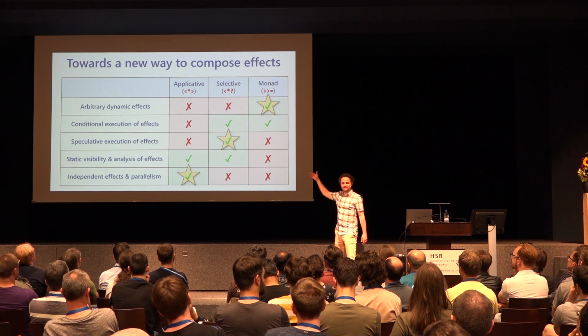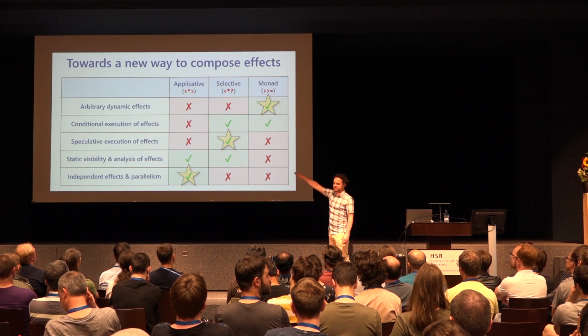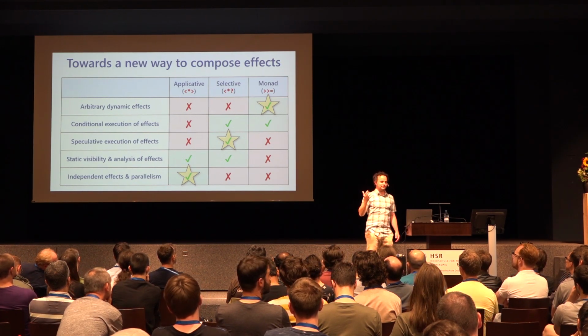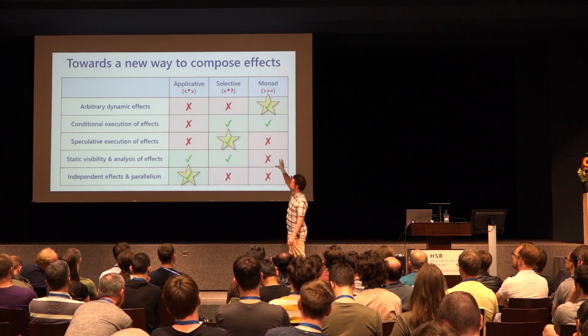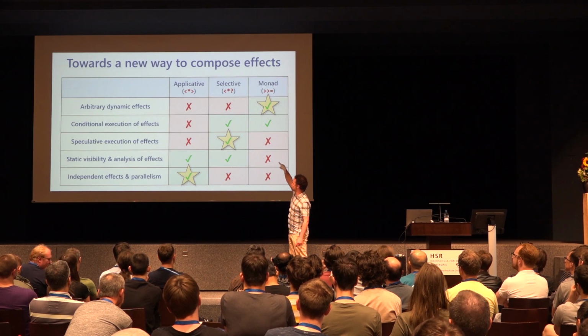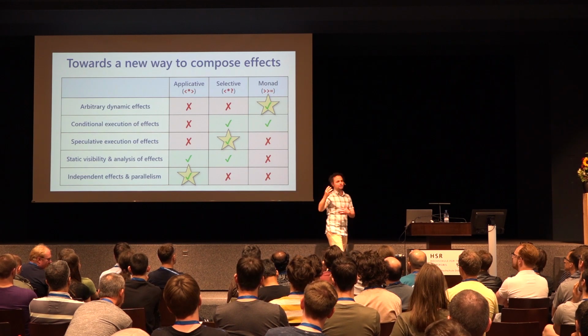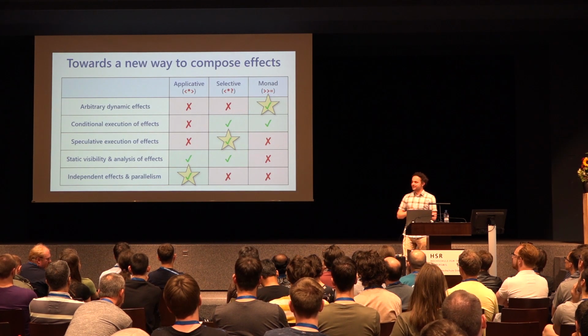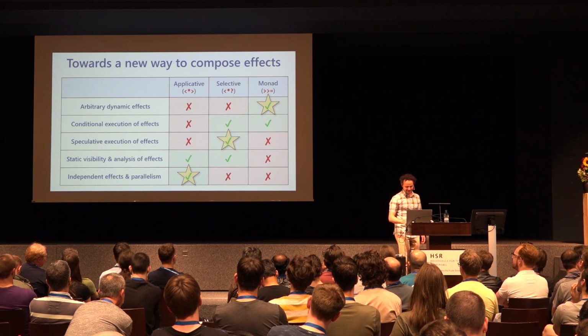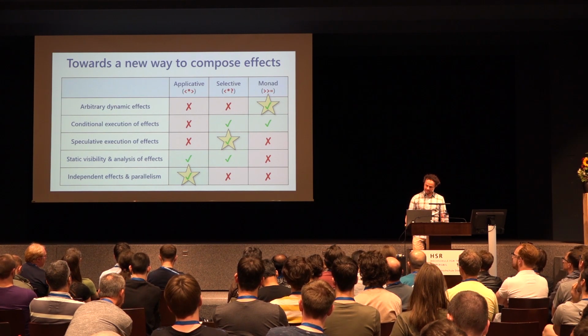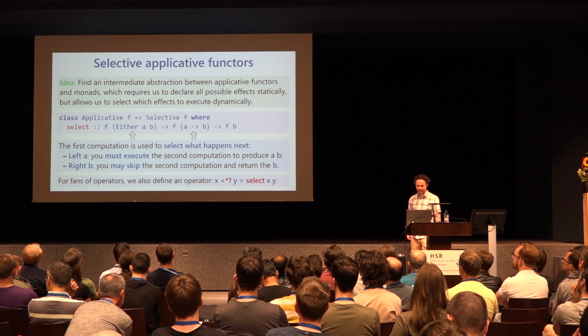I discovered this middle row only during the process of writing the paper. My initial thoughts were that the superpower of selective functors could be the combination of conditional execution and static analysis. This is also a superpower that applicative functors and monads don't have. But it turned out that there is one other, which was a complete surprise, of course.